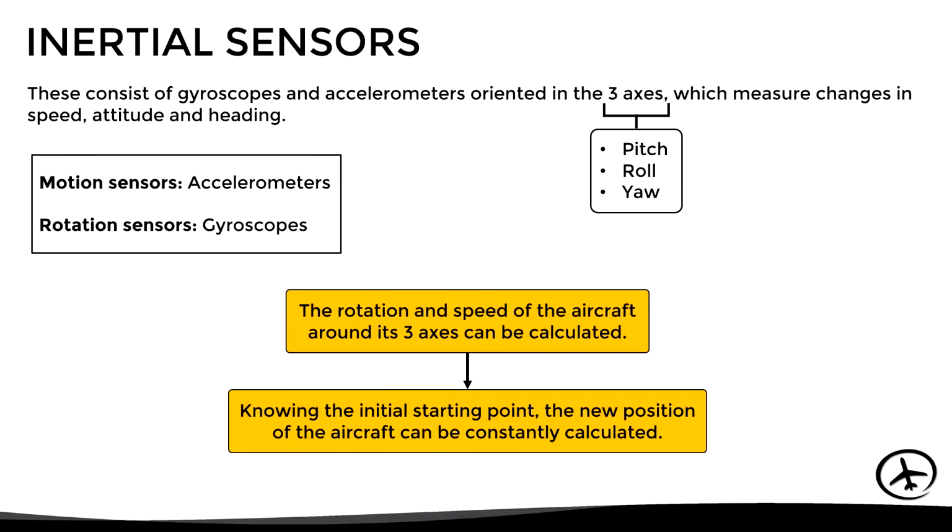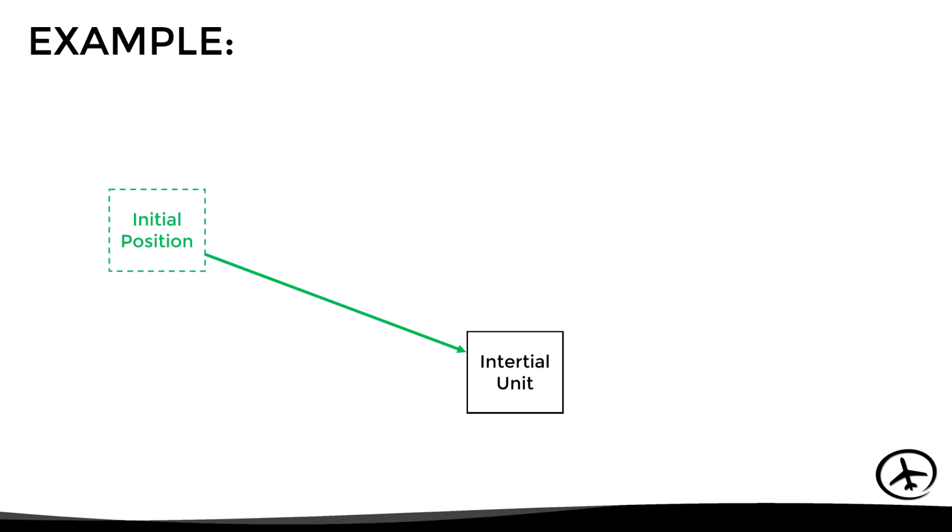This implies that knowing the initial position, the new position of the aircraft can be constantly calculated. Let's look at an example of this. Let's suppose here we have an inertial unit, which has its own internal sensors and the processor. Now let's say that after turning the unit on, it moves to this new position in relation to the initial starting point. In this case, the inertial sensors measure the direction and speed of the movement.